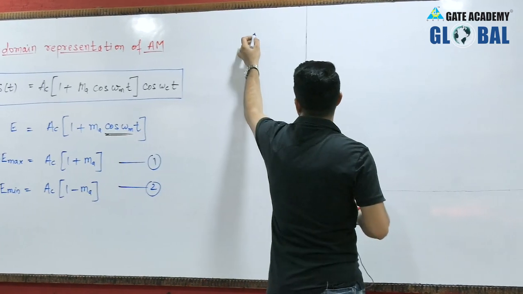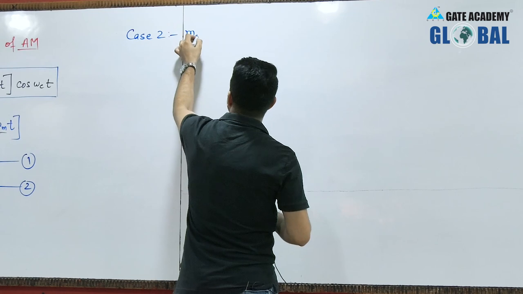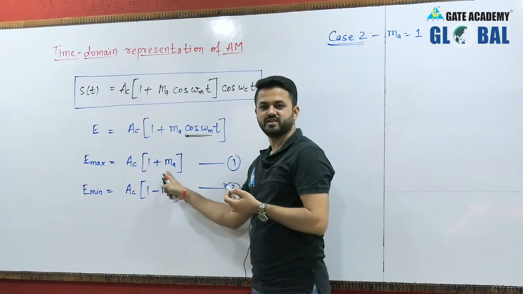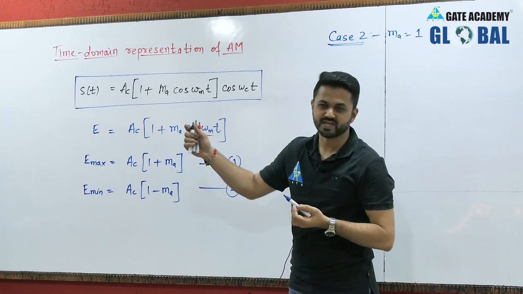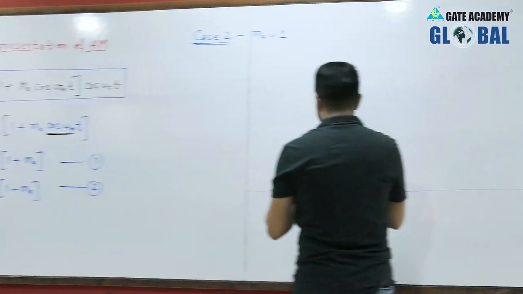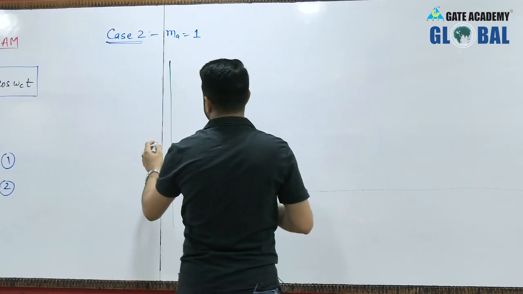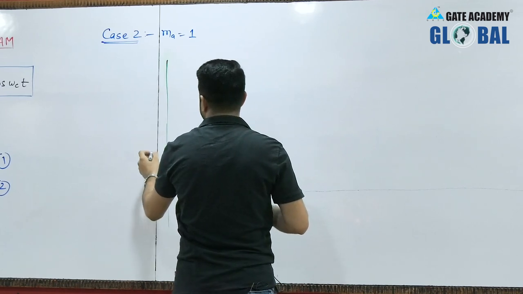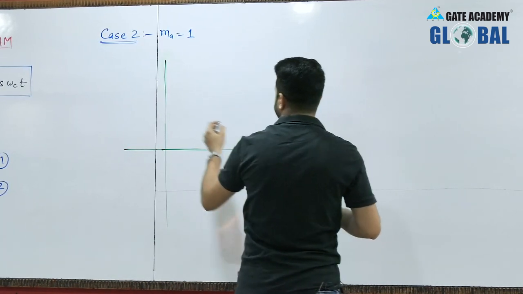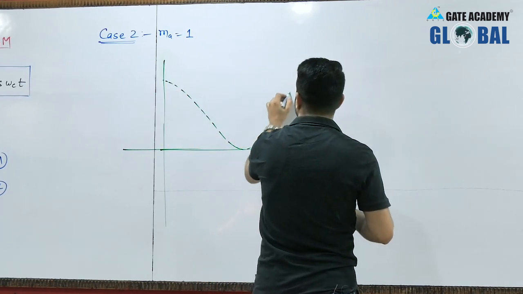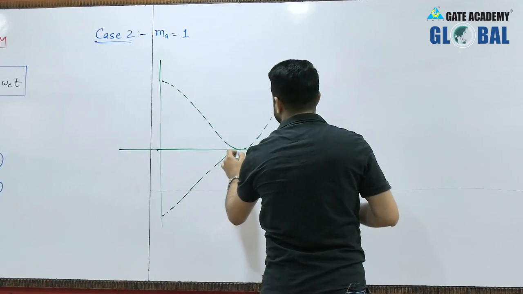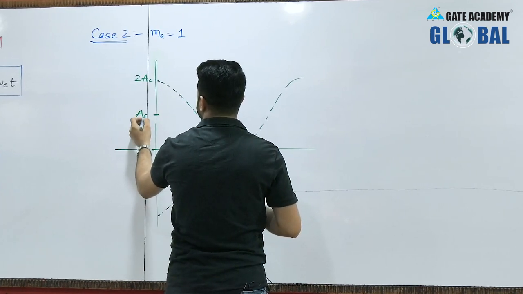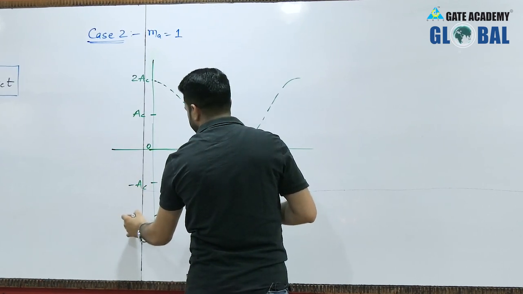So next is case 2, when MA is exactly equal to 1. So when MA is 1, we can see that this will be 1 plus 1, which is 2 times AC. So the maximum value of the envelope will be 2 AC and the minimum value of the envelope will be 0. So the maximum value of the envelope is 2 AC, somewhere here it is AC, and it is 0, it is minus AC, and it is minus 2 AC.